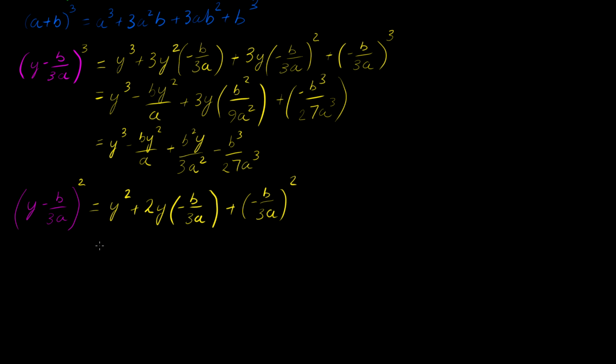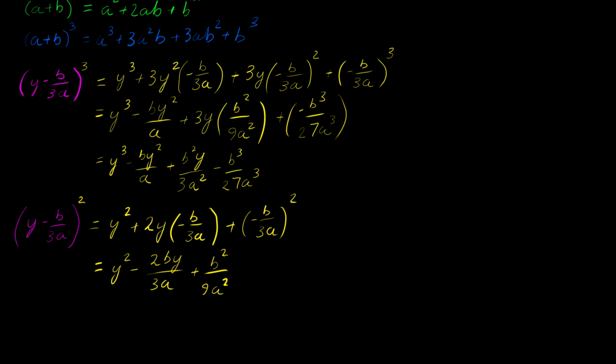So we're going to be left with our y squared. We're going to get a negative here, negative 2by over 3a. And here we're just going to square the top and bottom, so we're going to get plus b squared over 9a squared. Simple. That's it. So now we can just rewrite this. We've expanded it out, so now we can just rewrite it into our original equation. So let's see if we can go ahead and do that.